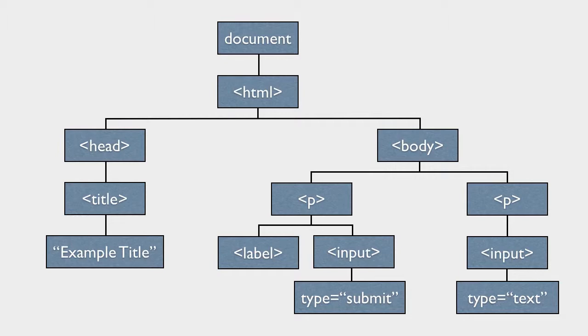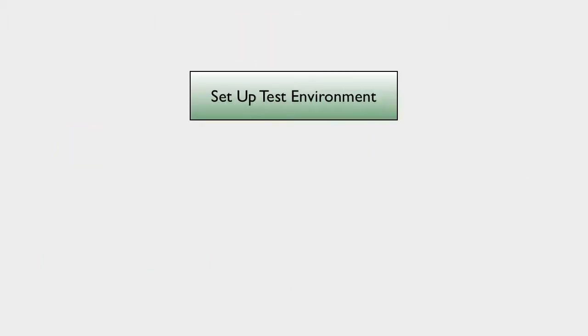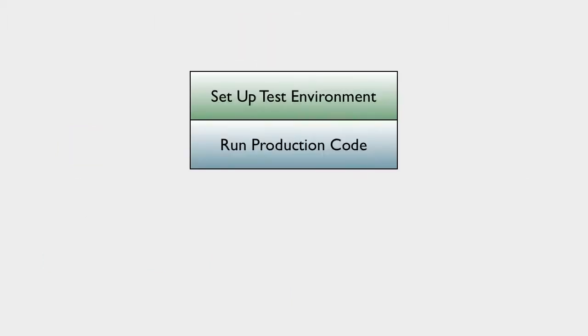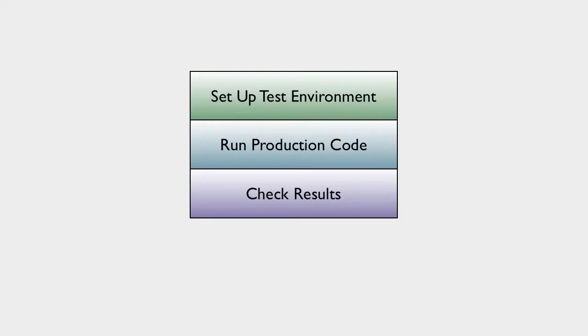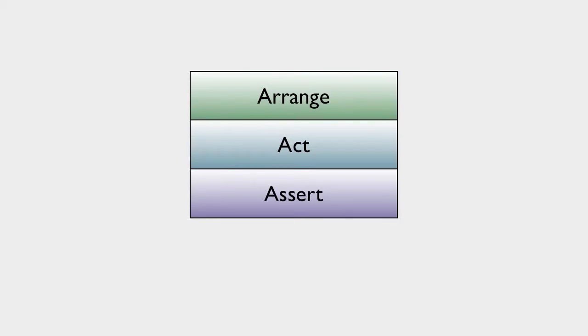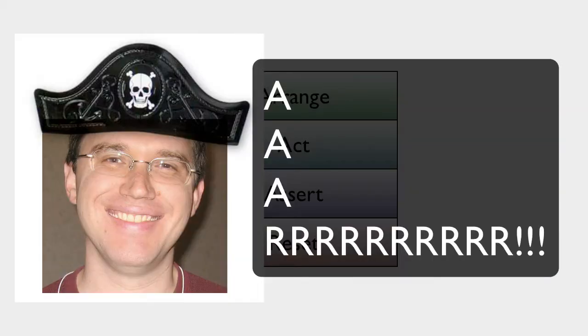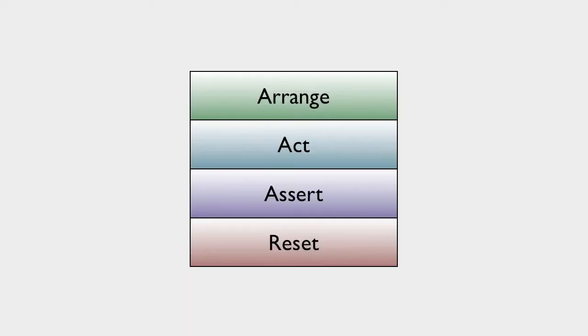Regardless of which testing framework you use, your tests will tend to follow the same basic pattern. First, you set up your test environment. Then you run your production code. Then you check that the production code did what it was supposed to. Bill Wake calls this arrange, act, assert. Sometimes there's a fourth step where you clean up or reset. It's the pirate approach to testing. Yar, matey.